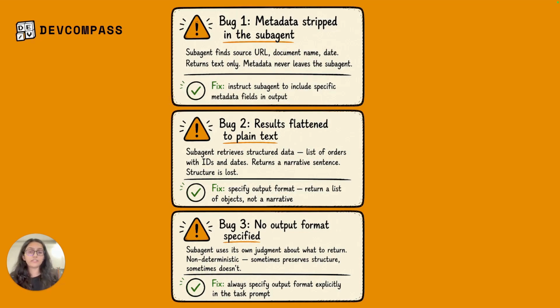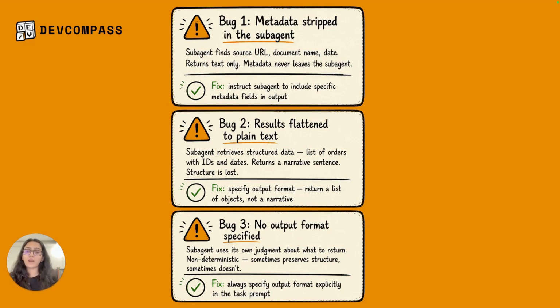The subagent did find a document with a URL, a name and a date, but it returns the text only. The metadata was in the subagent's context. It was found, it was real, but it was never included in the return value. The fix is to instruct the subagent explicitly to include metadata fields in its output. Don't assume that it will automatically do it. Tell it exactly what to return.